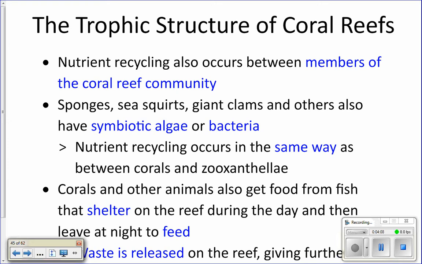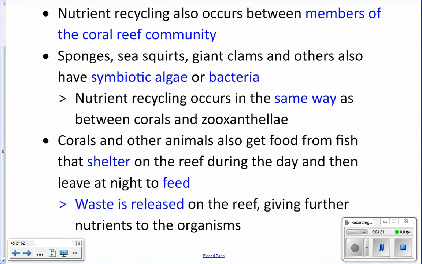One of the ways you actually get new nutrients brought to the reef is with fish. There are certain kinds of fish that shelter on the reef during the day. They sleep on the reef during the day, and then at night they go out to the open ocean and feed. They go away from the reef, feed, and then come back during the day again. And when they come back, they poop.